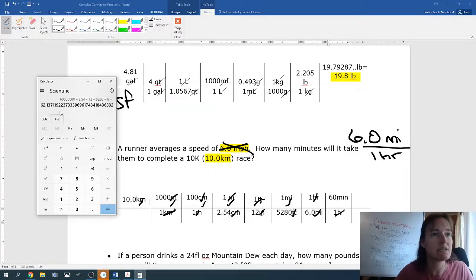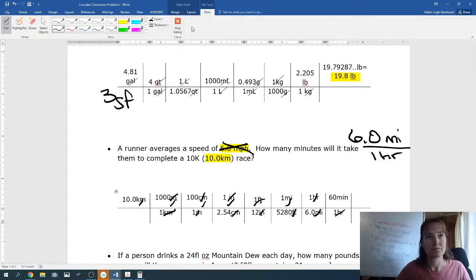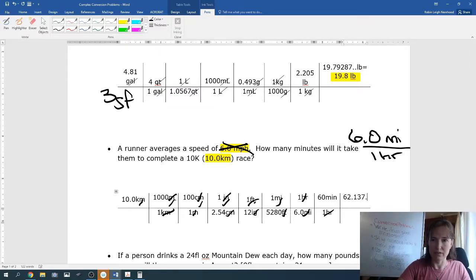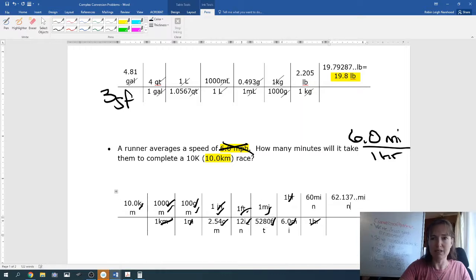And I get 62.137, and then it just keeps going. 62.137, and then dot, dot, dot. And this is how many minutes.